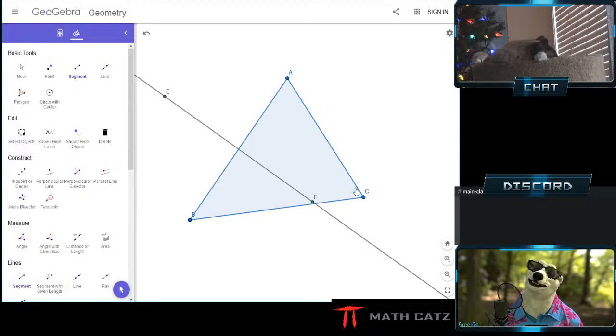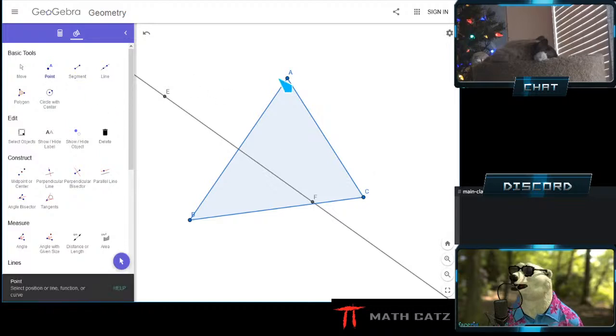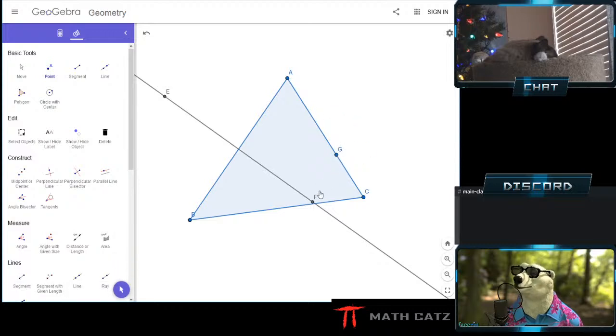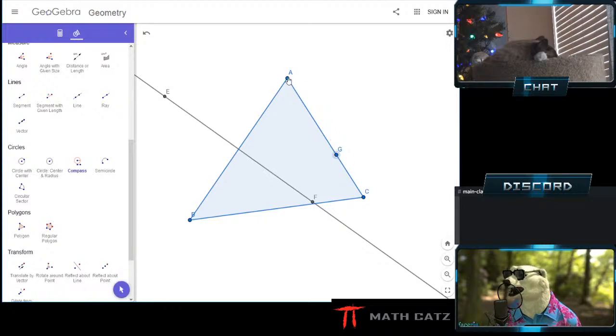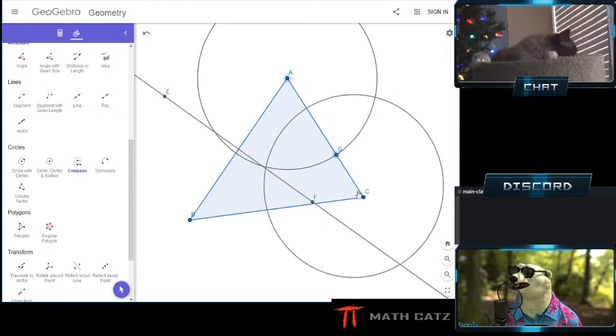Now we move on to the next line segment. Let's go for AC, and I do the same thing. Let's go from A, for no reason whatsoever, pick a point over halfway. That one looks pretty good. Make a circle with radius AG, centered at A. There it is. Copy that circle to be centered at C.